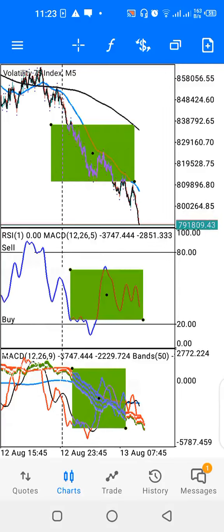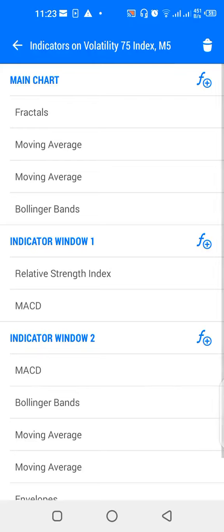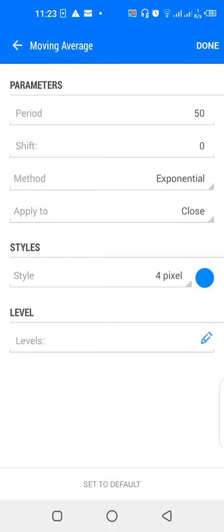All right. So on the main window, I have some indicators. Let me go to the settings. Okay, the parameters. I have fractals. I have moving average, 50 period, exponential. Color is blue. And I have another moving average. Period is 240. Method is simple. Apply to close. Color is black.